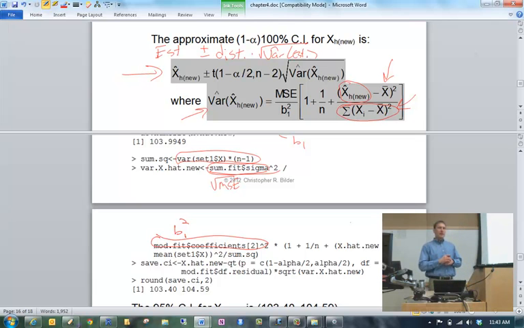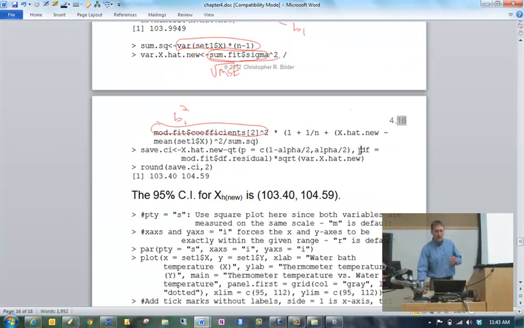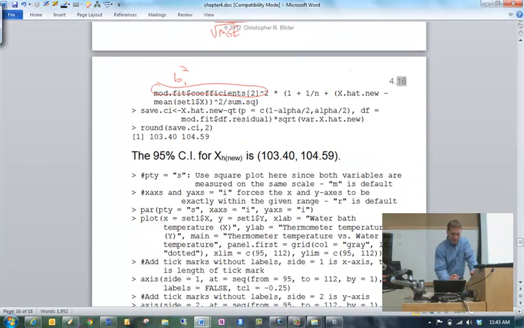Would anybody like me to go through the details? I'd be happy to. Of course, make sure that you can run this on your own, that you know how to use it, and that you understand what the formulas give you. And in the end, here's my confidence interval: 103.4 to 104.59.